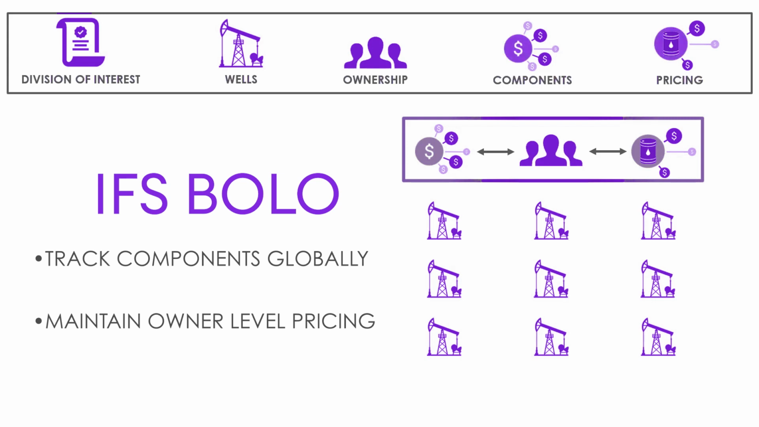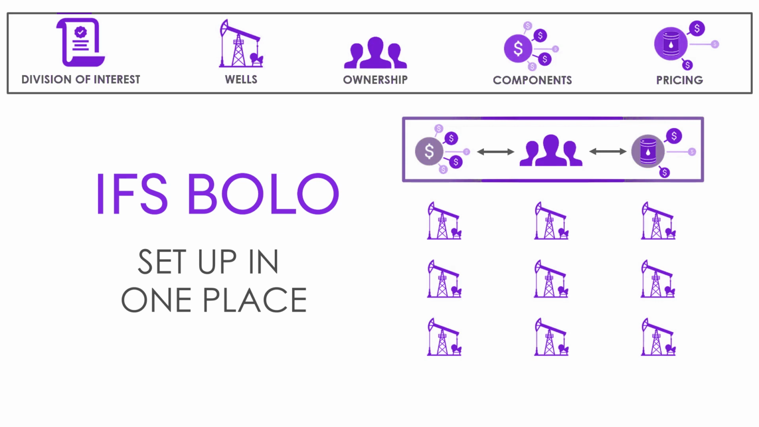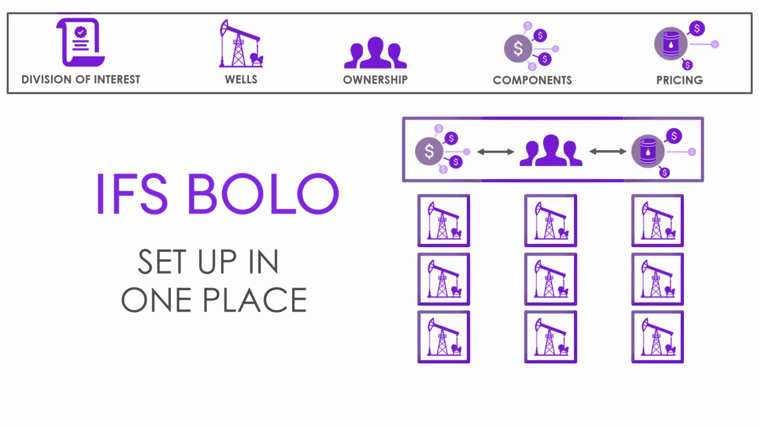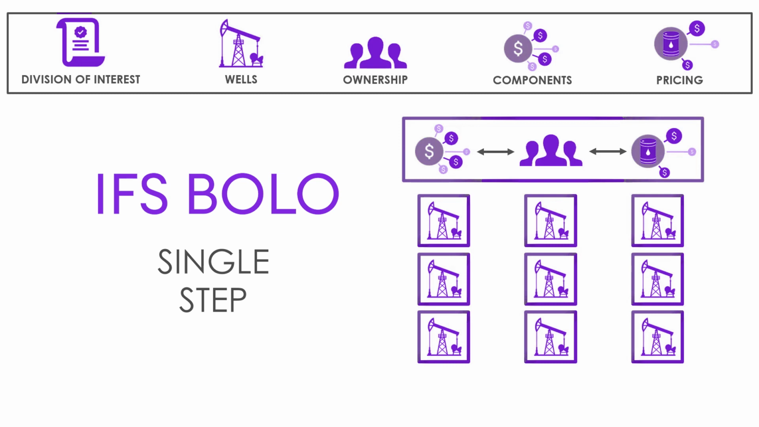This means users can set up components and exemptions or special allocations of those components like severance tax, gathering fees, or compression in one place, assign the components to relevant owners, and automatically apply those components to all divisions of interest and cost centers that the owner is associated with in a single step.